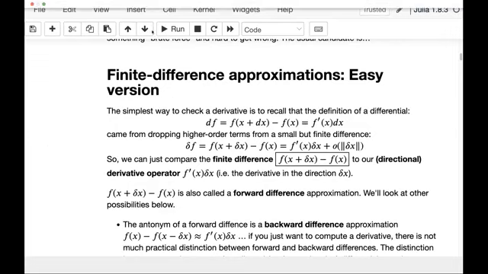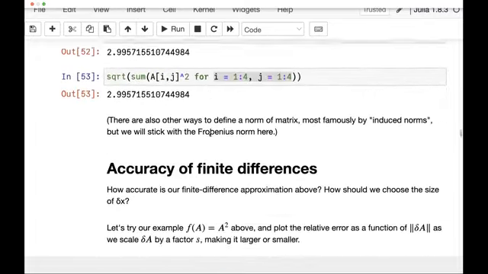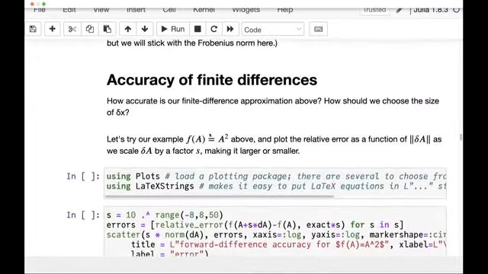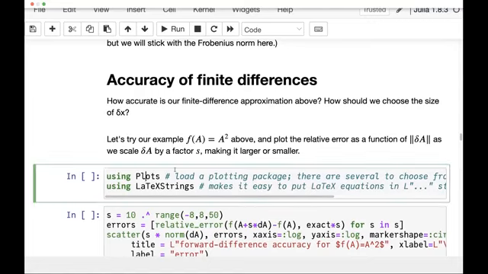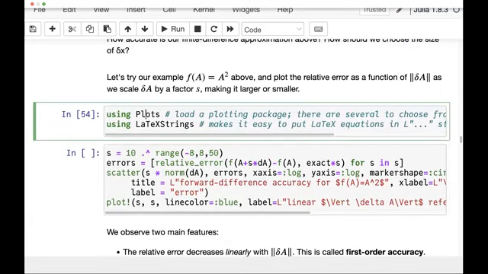Okay, so let's do that. I wrote down here some Julia code, because I'm going to use a plotting package. I'm going to make some nice labels. There are multiple plotting packages for Julia. I'm going to use one called Plots.